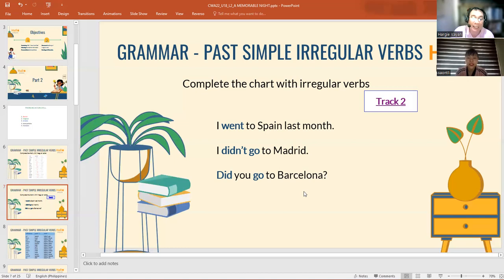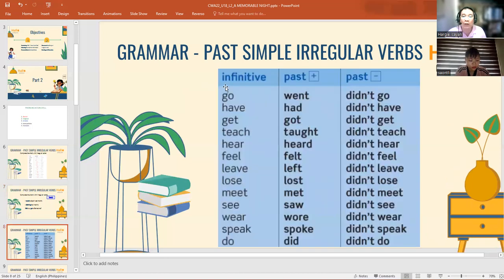Actually, if we are asking question, the same rule applies. If it is asking question, we don't usually use the past tense. We will not say, did you went to Barcelona? So it's wrong. Instead we use the infinitive form of the verb. So we are going to use that one.